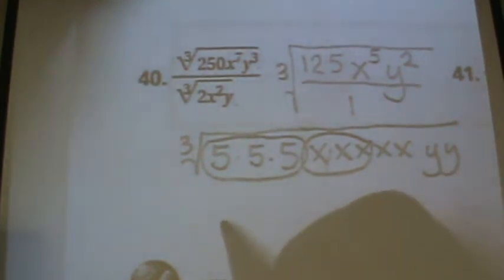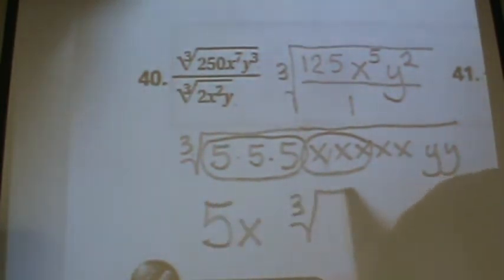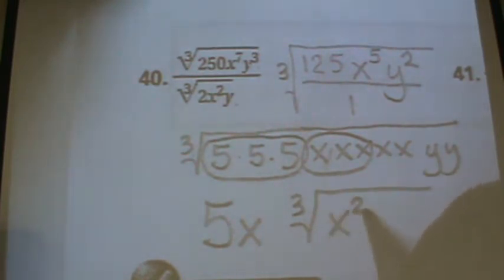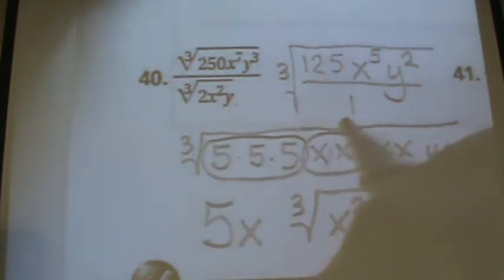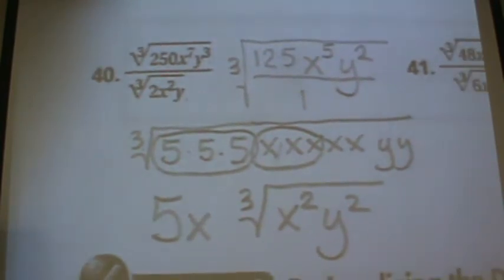So it's 5x cube root of x squared y squared. We don't have to rationalize the denominator because it's a 1 underneath.